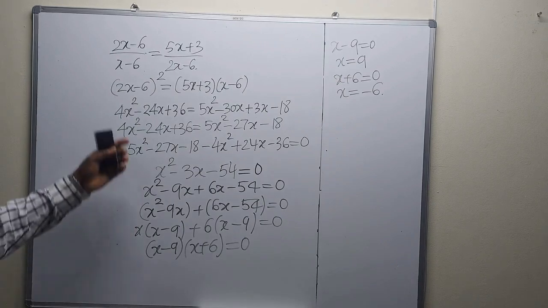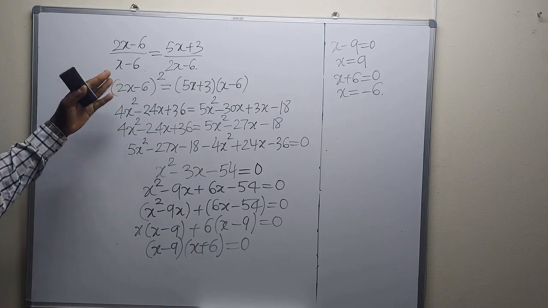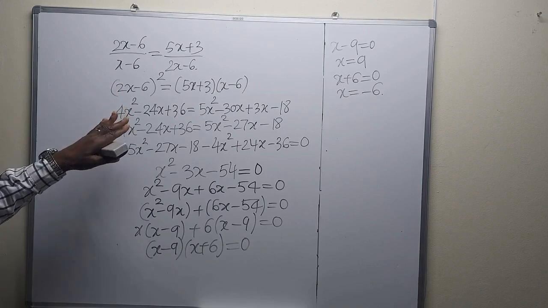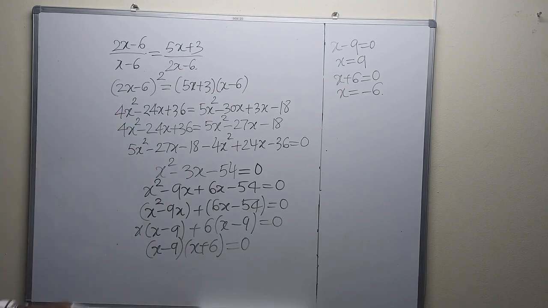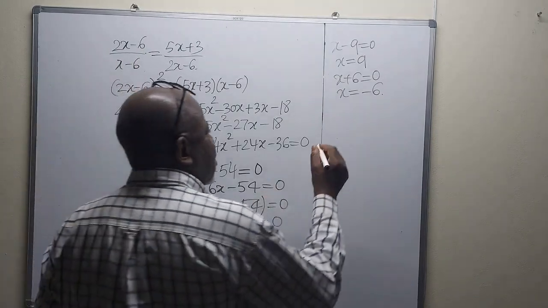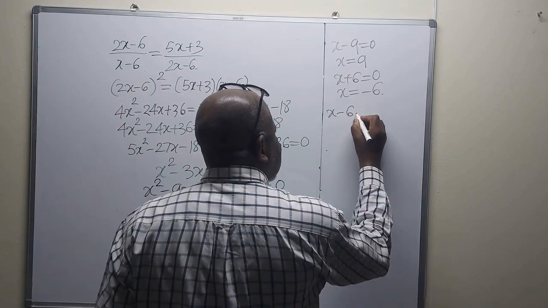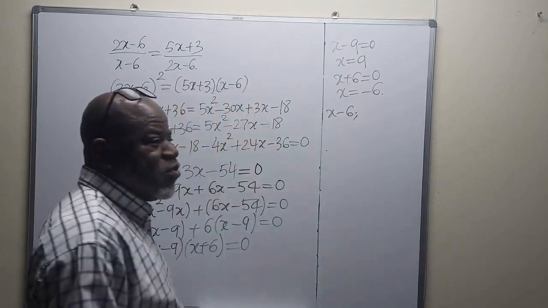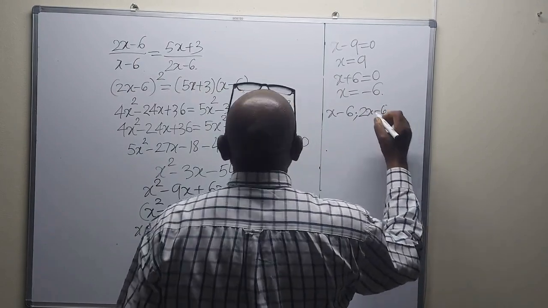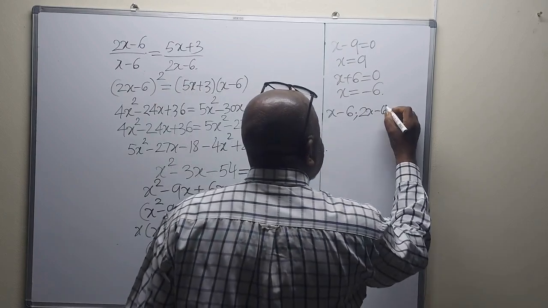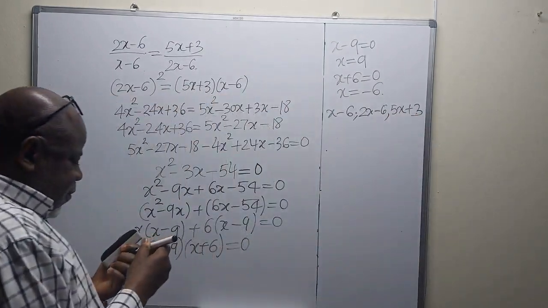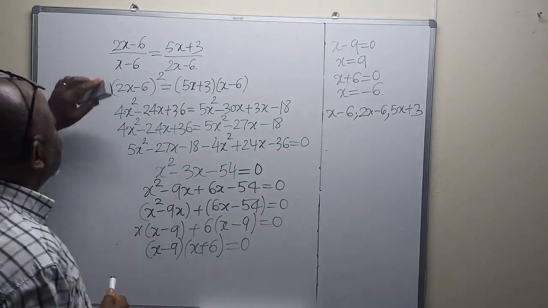I'm going to clean the board in order to continue to the next question, question number 2. But I will need our first 3 terms. The first was x − 6, the second was 2x − 6, and the third was 5x + 3. So I'm cleaning the board.